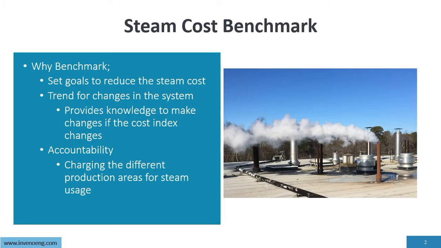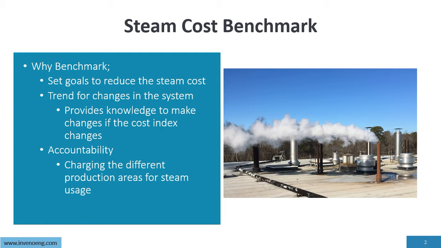Why benchmark? Set goals to reduce the steam cost, so we want to implement energy measures to reduce that steam cost. Also, trend for changes in the system. So if we make energy implementation in the production, did it reduce the steam cost? Provides knowledge to make changes if the cost index changes. So if it goes up, we need to make change.